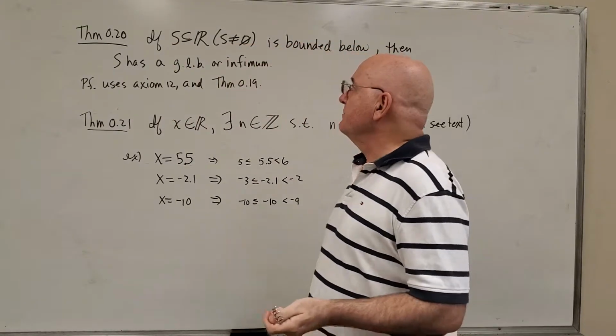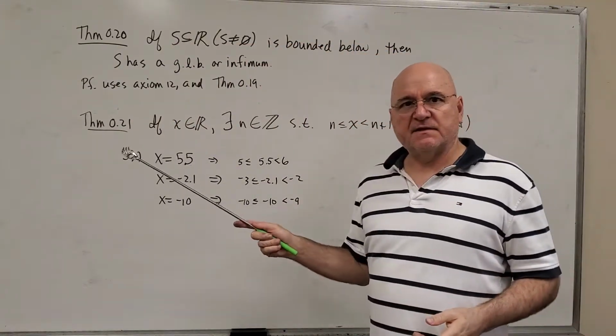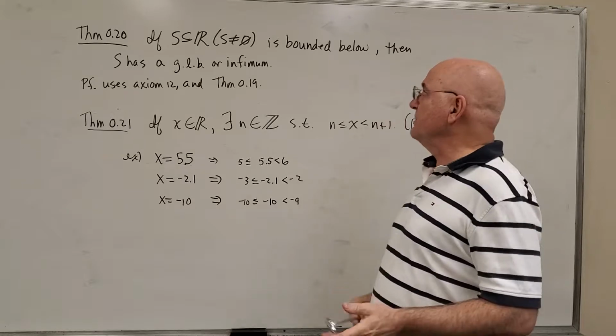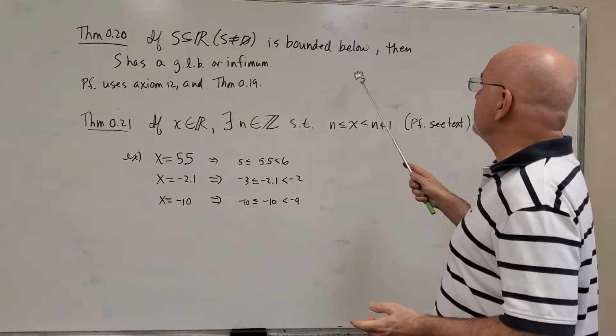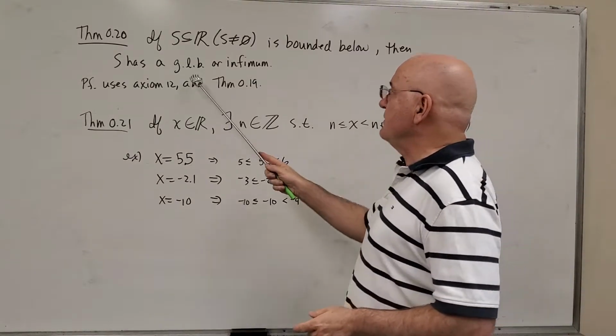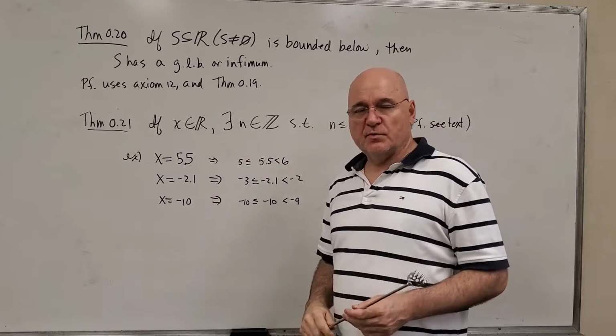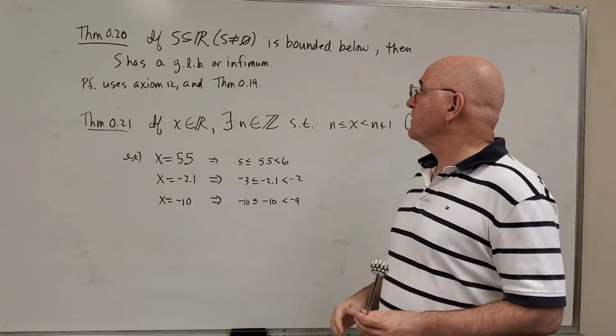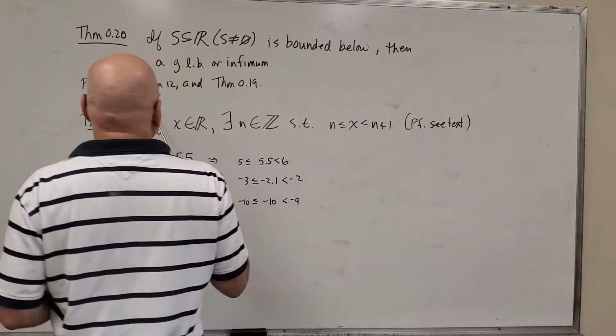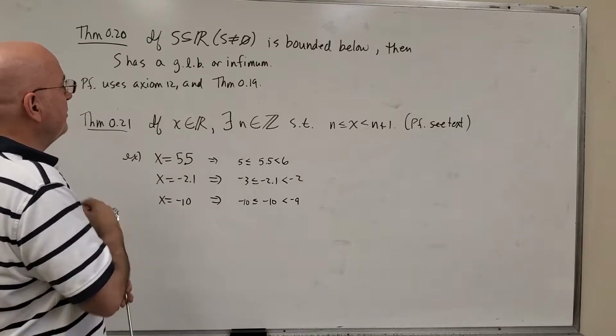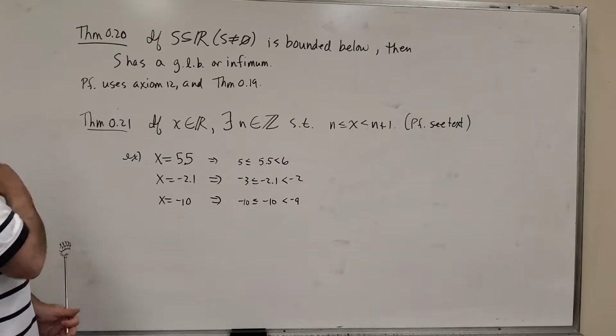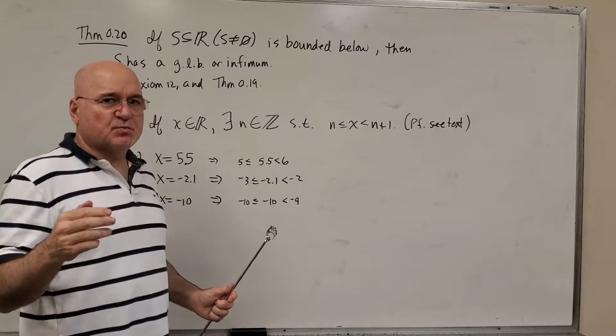Our next theorem simply states that if S is a non-empty subset of the real numbers and it's bounded below, then it has a greatest lower bound, or an infimum. The proof uses axiom 12 and theorem 0.19. And it's worth noting, or at least worth thinking about.